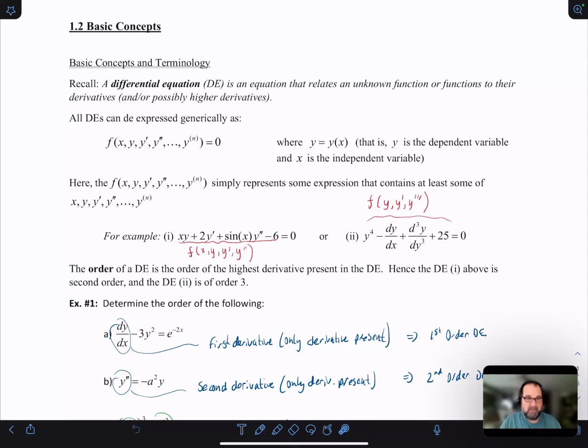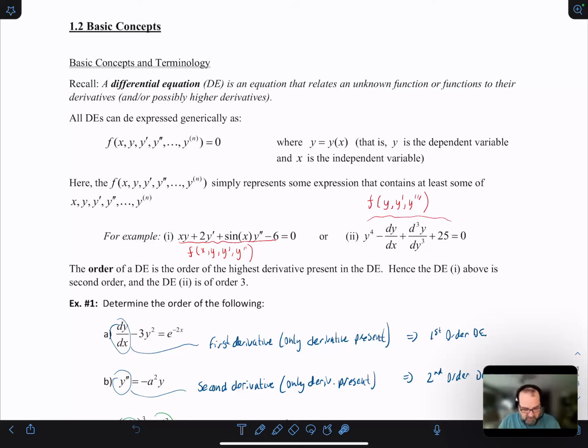So, a quick couple of examples. Here is an example where on the left we have this expression. It involves x, y, there's y prime, there's a y double prime. So this is this generic function on the left, and this is a differential equation because the unknown function is called y, and we have an equation involving y and some of its derivatives.